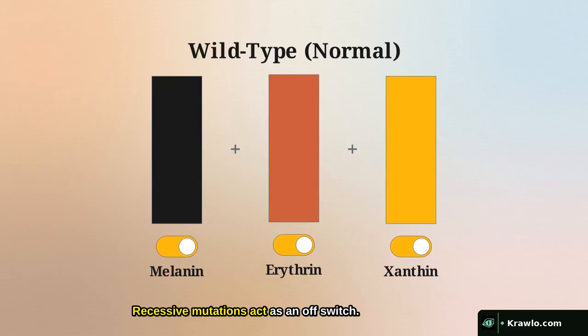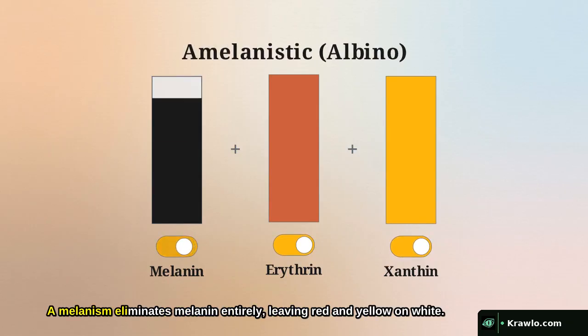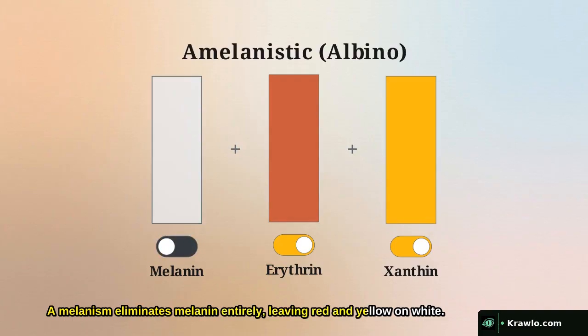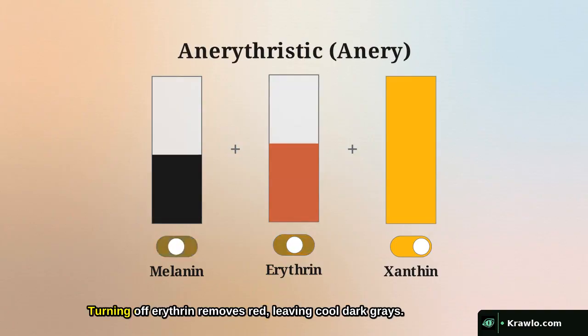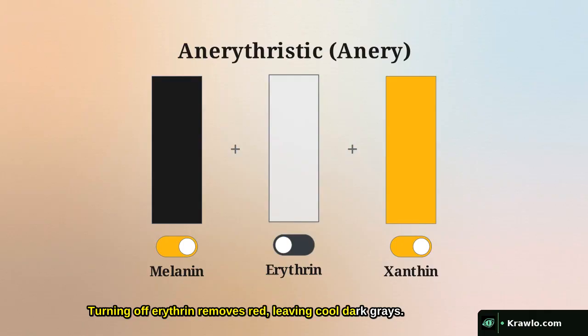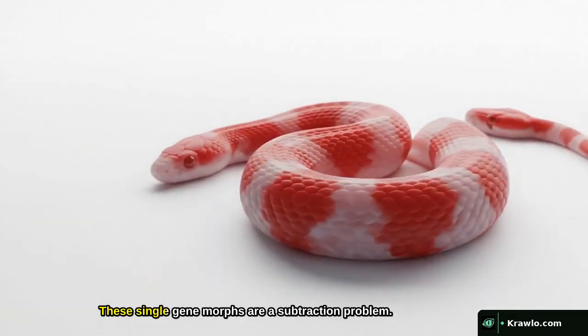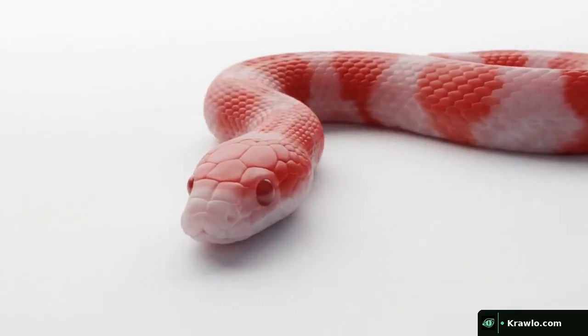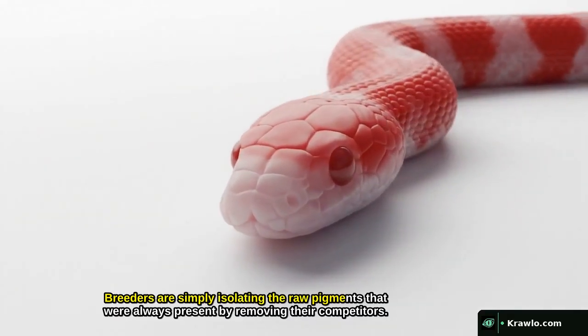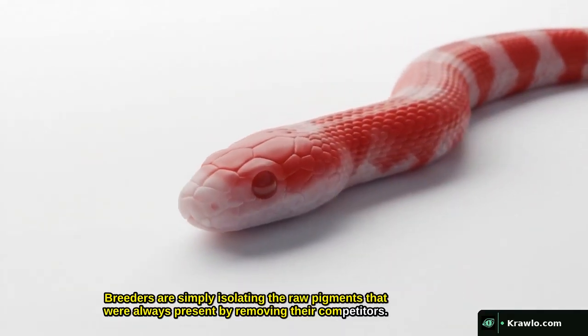Recessive mutations act as an off switch. Amelanism eliminates melanin entirely, leaving red and yellow on white. Turning off erythrin removes red, leaving cool dark grays. These single-gene morphs are a subtraction problem. Breeders are simply isolating the raw pigments that were always present by removing their competitors.